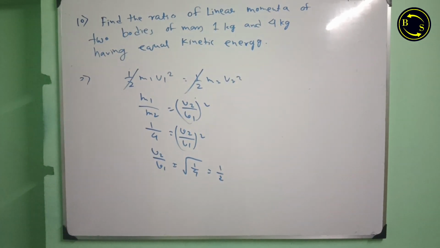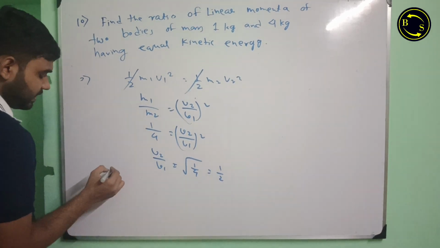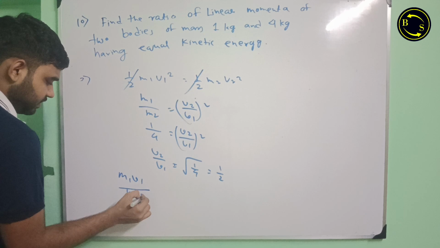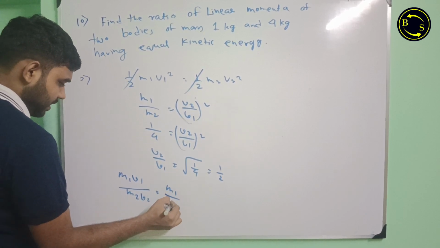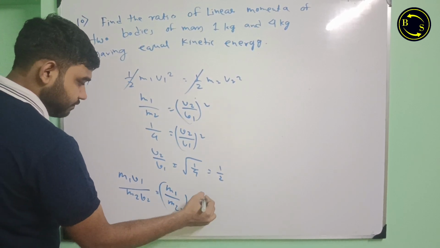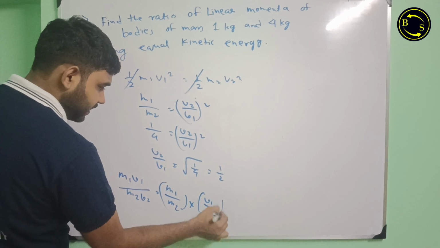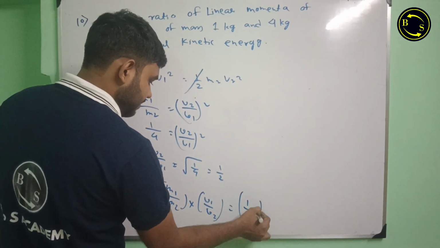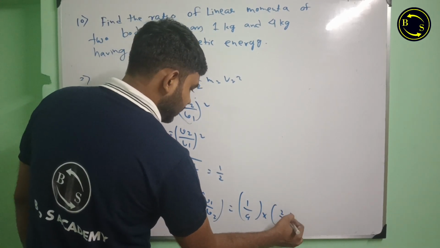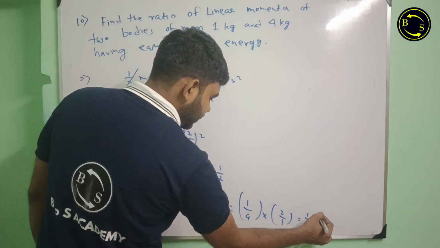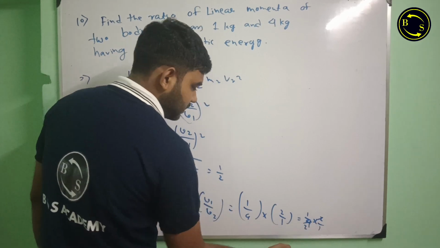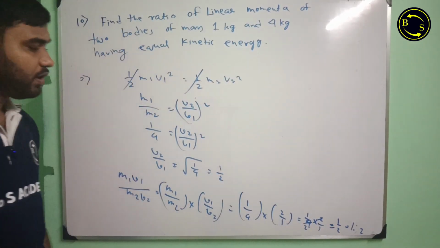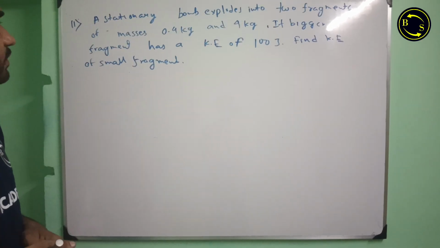Okay, next, the ratio of linear momentum. The ratio of linear momentum is m1 v1 by m2 v2, which is equal to m1 by m2 into v1 by v2. m1 by m2 is 1 by 4 and v1 by v2 is 2 by 1, which is equal to 1 by 4 into 2 by 1. Cancel, we get 1 by 2. So the ratio is 1:2. Okay, next sum.